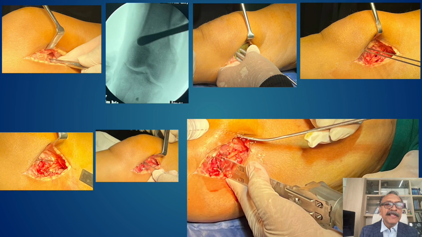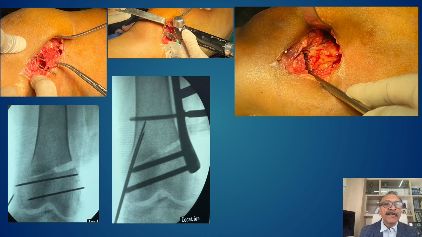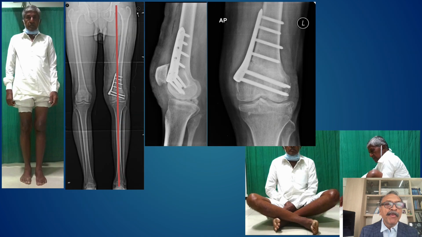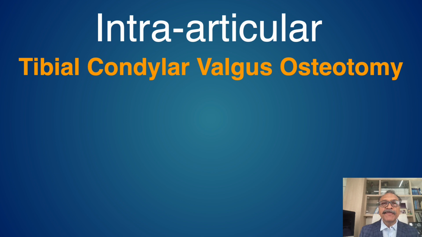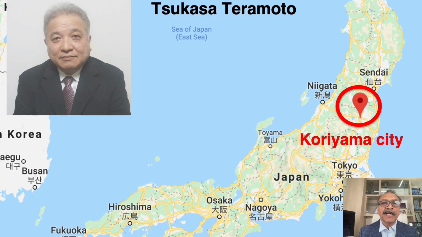You can perform this from the medial side, a closing wedge biplanar osteotomy with the TomoFix system, and give him a perfect correction and complete freedom from pain. So the opening wedge is ideal for mild varus, not for the secondary and tertiary, which brings us finally to the intra-articular osteotomies, which is the TCVO, started in Nagasaki by Professor Chiba and popularized by Professor Teramoto.